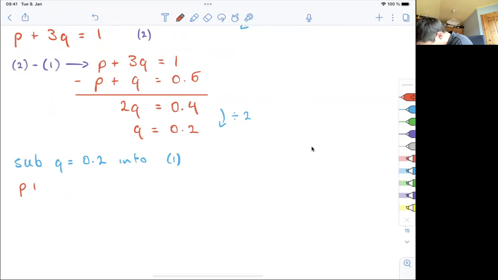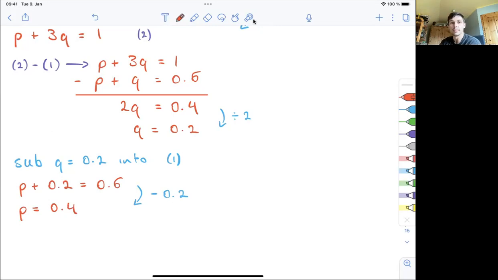All right, so we're going to sub that into equation 1, and so that's going to be P plus 0.2 is equal to 0.6. Then we'll subtract 0.2 from both sides, which will get our P by itself. And we get P is equal to 0.4. And that is the answer to part A.